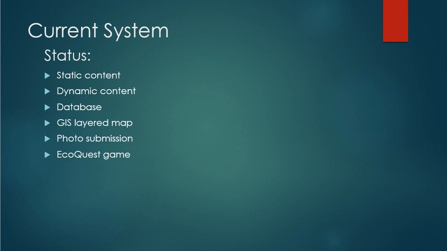Well, the Android version of the app has static content and dynamic content like news and events, which is retrieved from the same database that supplies information to the website. It also has features that allow users to submit photos of environment observations, interact with GIS layer maps, and a game that awards points and knowledge upon discovering natural resources of the Key.